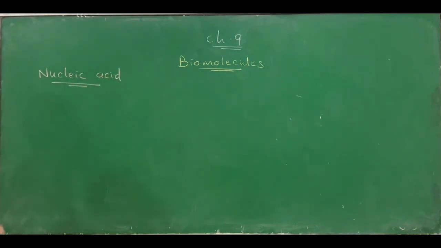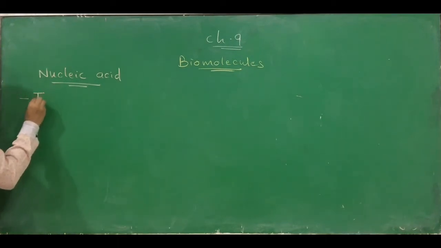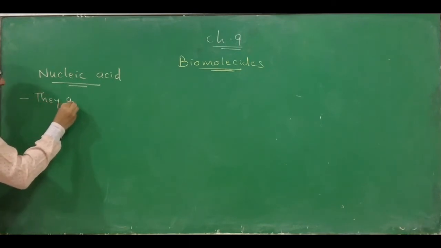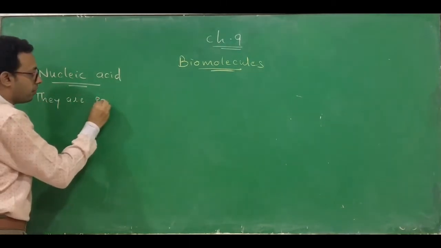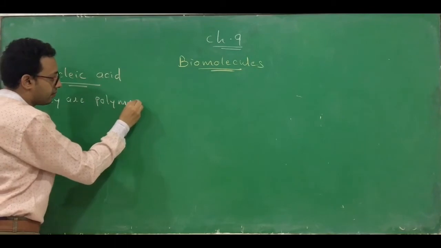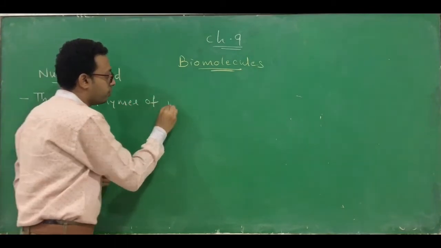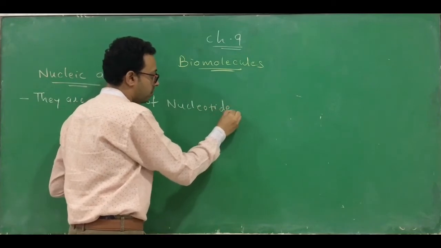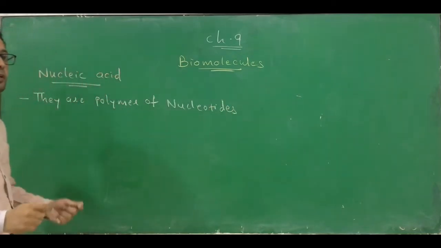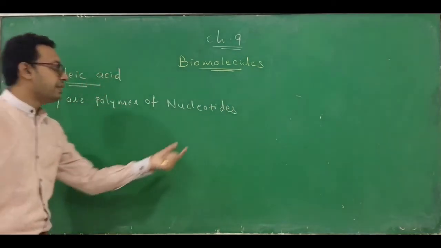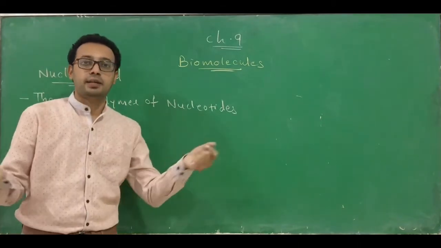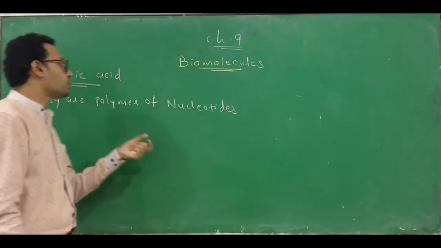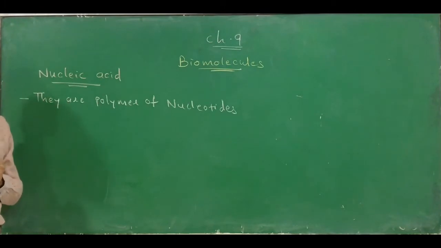What is a nucleic acid? First it comes to our mind: what is a nucleic acid? Nucleic acids are polymers of nucleotides. That means many nucleotides combine together and lead to the formation of a nucleic acid.